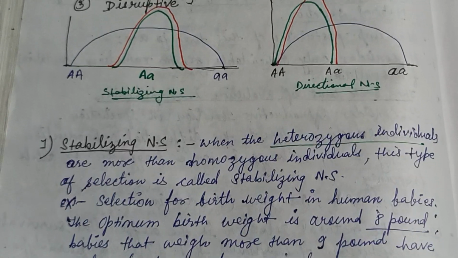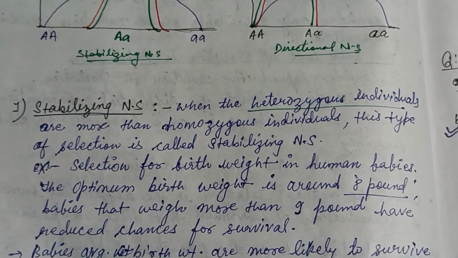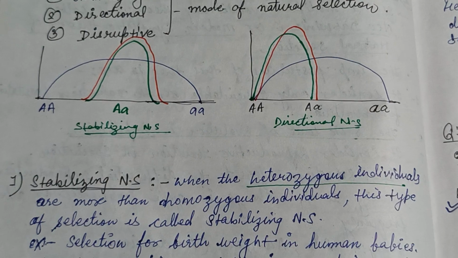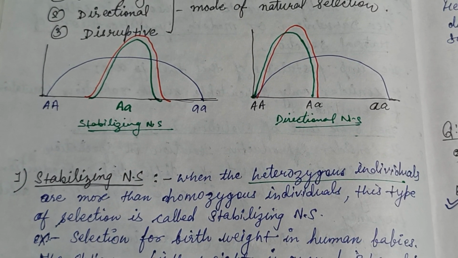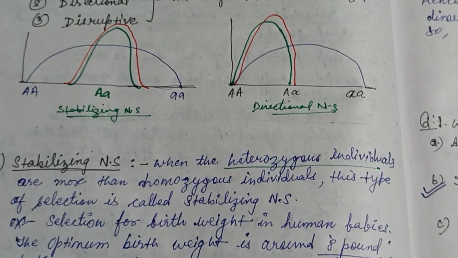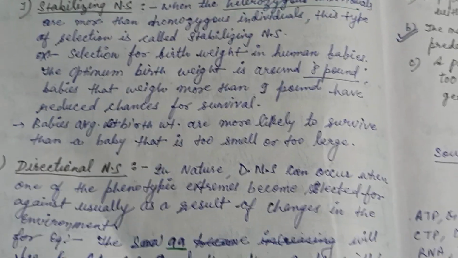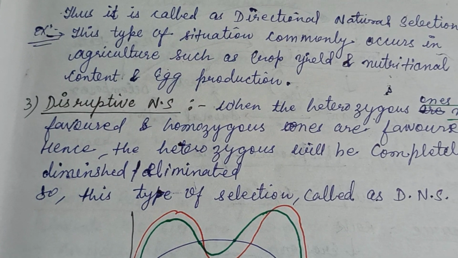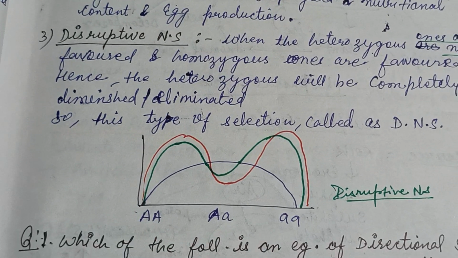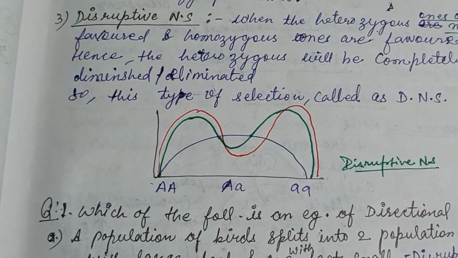Stabilizing natural selection suggests that heterozygous individuals are more favored than homozygous individuals. This type of selection is called stabilizing natural selection. In this figure, the heterozygous are more favored, known as stabilizing natural selection, and in this figure is directional, in which one of the homozygotes is favored. Directional selection generally occurs in the agricultural field, while stabilizing selection is more common in the population.